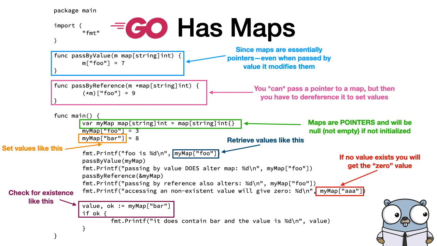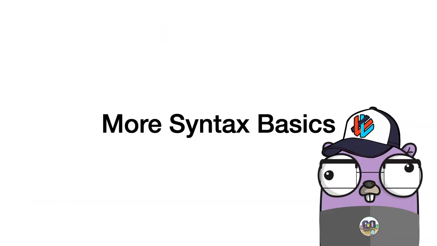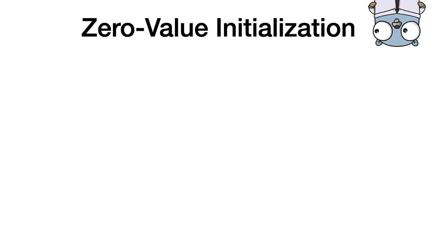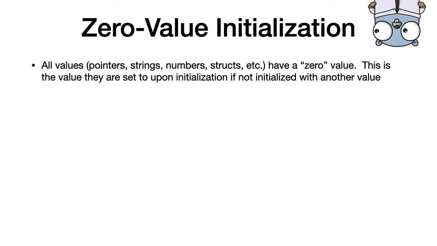So those are a couple of basic intro programs to help you get your feet wet on how Go works and what the syntax looks like. A few more basic things about syntax. We talked a little bit about zero value initialization. Basically all values in Go have a zero value. This doesn't necessarily mean the literal zero. It's just the value they're set to upon initialization if they're not initialized with another value.